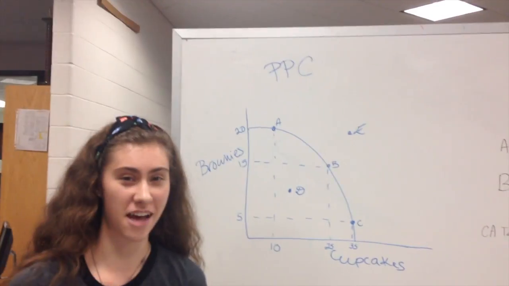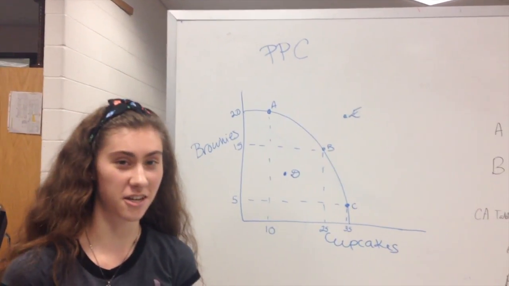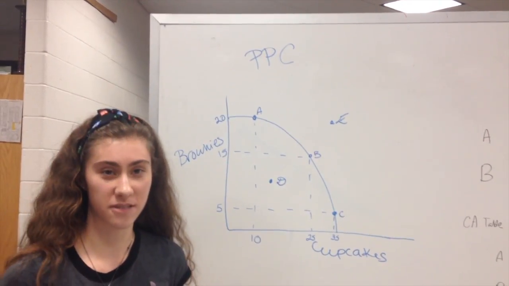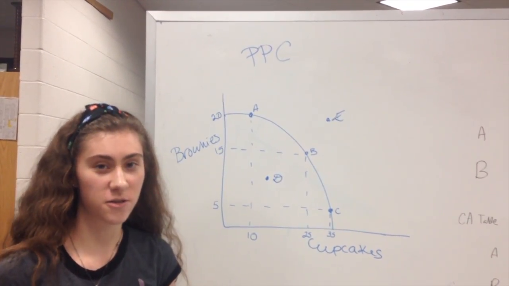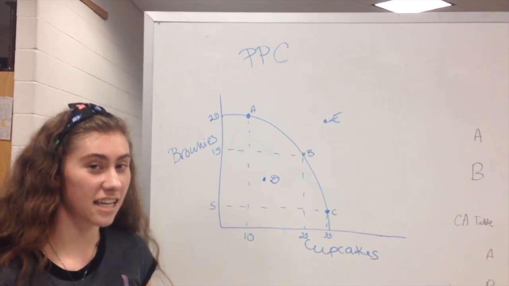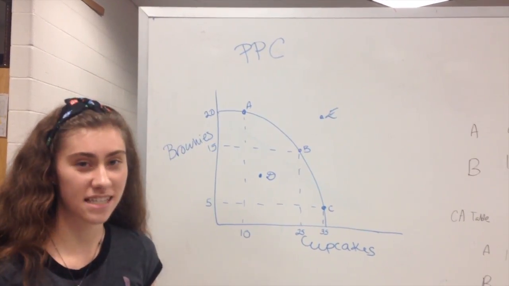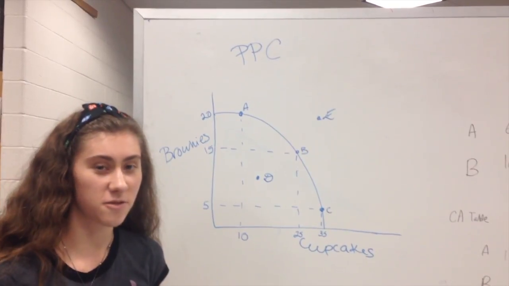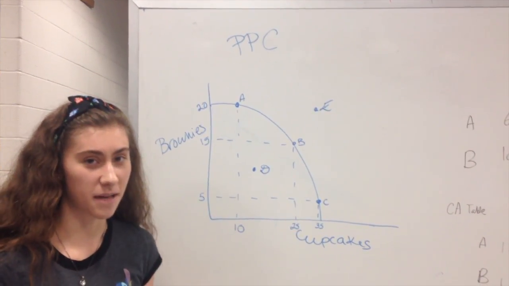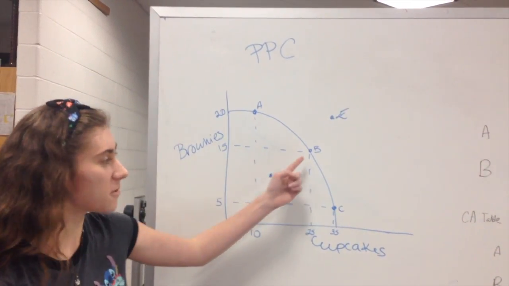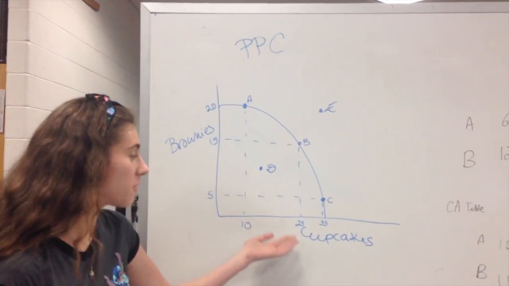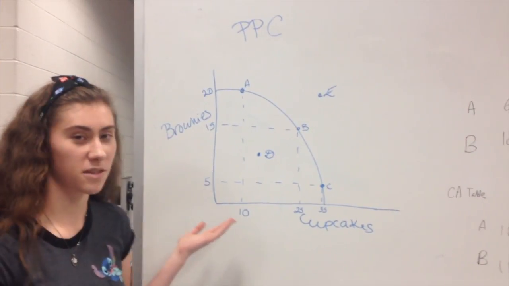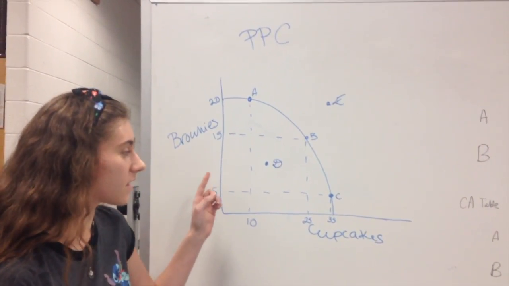The PPC graph, or the production possibilities curve, represents two goods, and we have a fixed number of resources that we need to apply to both brownies and cupcakes. The curve represents scarcity. For example, I only have so many eggs that I need to use for both brownies and cupcakes. For example, point B. At point B, we can make 25 cupcakes and 15 brownies with the resources we have.